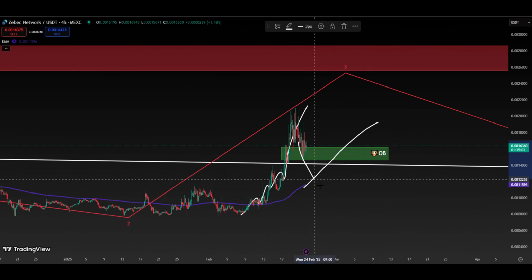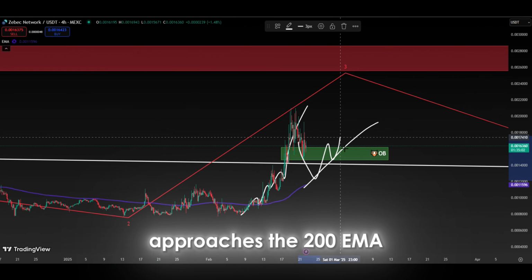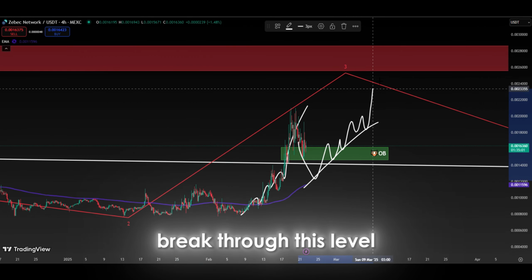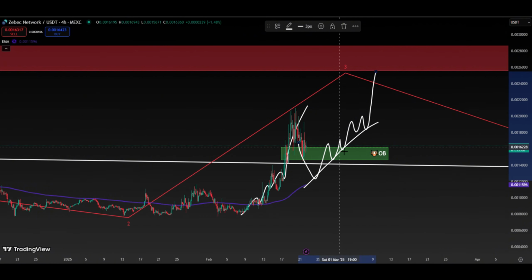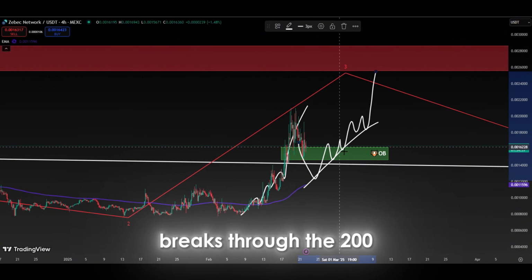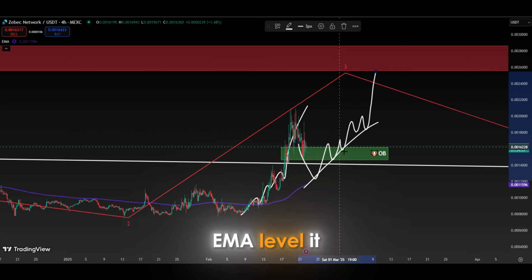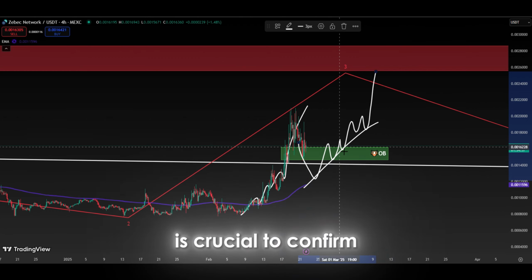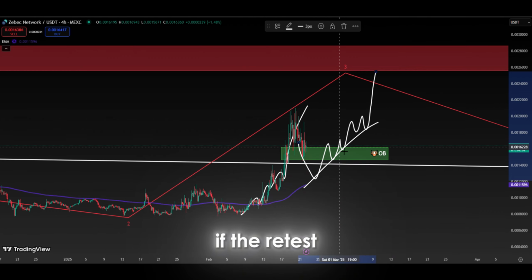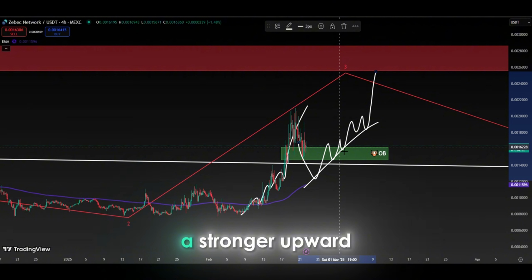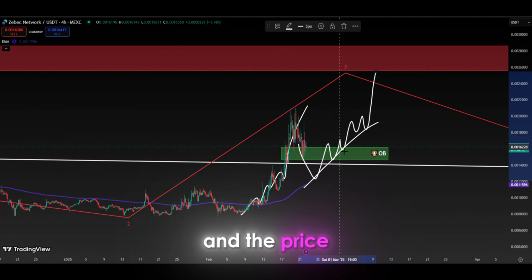If the price approaches the 200 EMA and attempts to break through this level, a retest is typically seen. This means that after the price breaks through the 200 EMA level, it might hover around this level for a while and test it again. Such a retest is crucial to confirm whether the price can truly sustain above this level. If the retest is successful and the price holds above the 200 EMA, a stronger upward move could follow, and the price could continue its rise from where it left off.